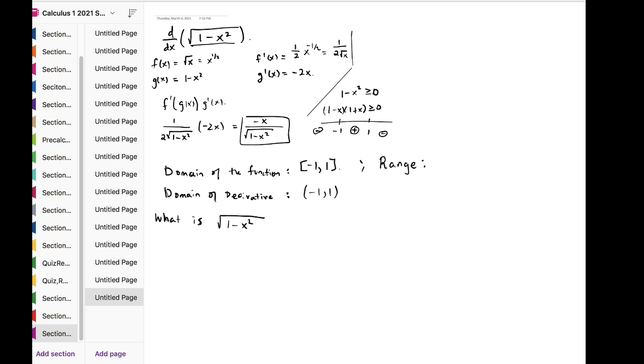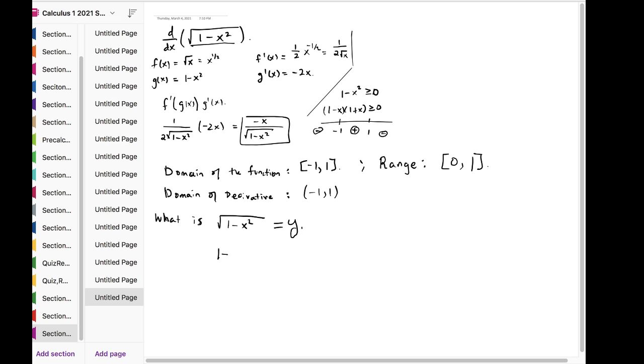Zero and 1, yeah. When you plug in 1, you get 0, you can't get something negative, because it's the square root, and the maximum thing you can get out is 1. Yeah, so why is it a semicircle? Well, if the square root of 1 minus x squared is y, let's square both sides, and you get 1 minus x squared is equal to y squared. And you have 1 is equal to x squared plus y squared, which is a circle.